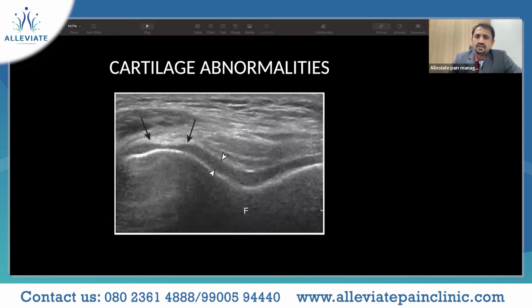So again, cartilage abnormalities. This is in the suprapatellar area. We have given a proper flexion and taken the image. The arrows are pointing towards the cartilage defect which is present, and the hyaline cartilage, which is very normal, is seen in the arrowheads.